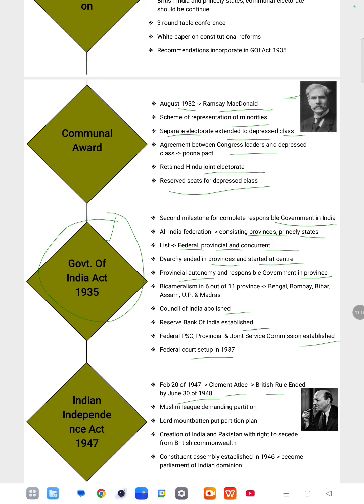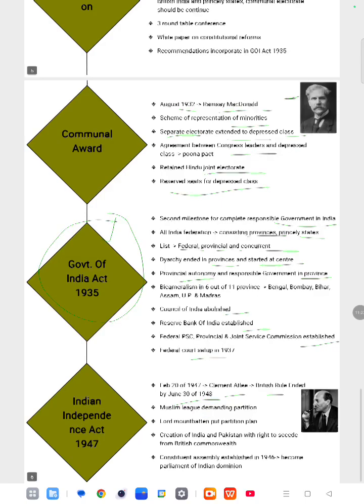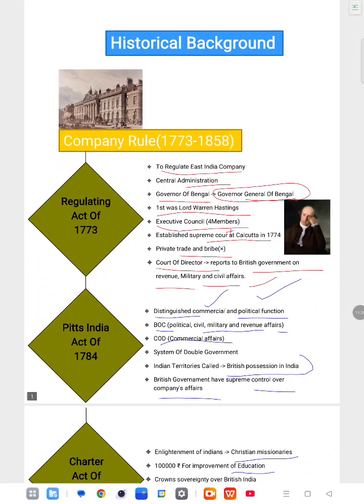Now they created a Constituent Assembly in 1946, and it became the Parliament of the Indian dominion. This is all about this. Okay, done. Thank you.